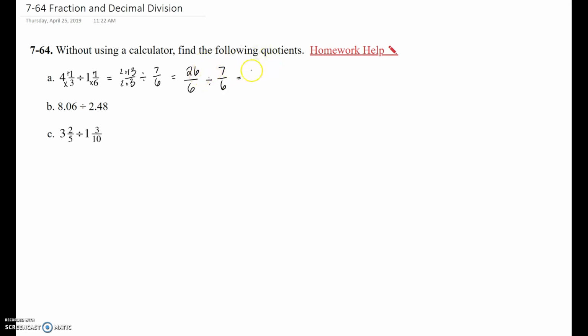And now when I divide across, I get 26 divided by 7 and 6 divided by 6. 6 divided by 6 is just 1, and 26 divided by 7 is 26/7. And anything divided by 1 is just itself. So my answer is 26/7.